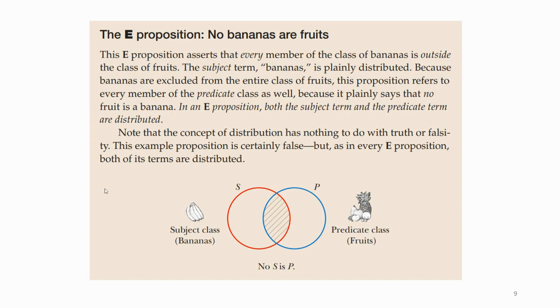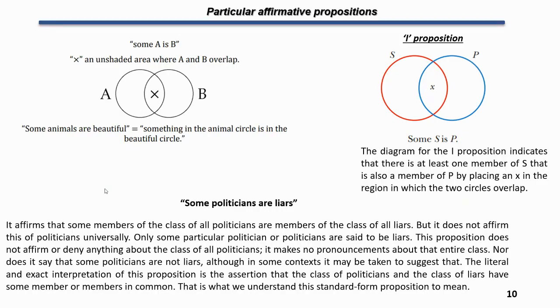Now the third thing, that is the I proposition. I is a particular affirmative proposition. Here the proposition is some A is B. Some A is B means, as I said earlier, that if there is the term some, then this cross mark will come. X is in the unshaded area where A and B overlap. Some animals are beautiful. Something in the animal circle is in the beautiful circle.